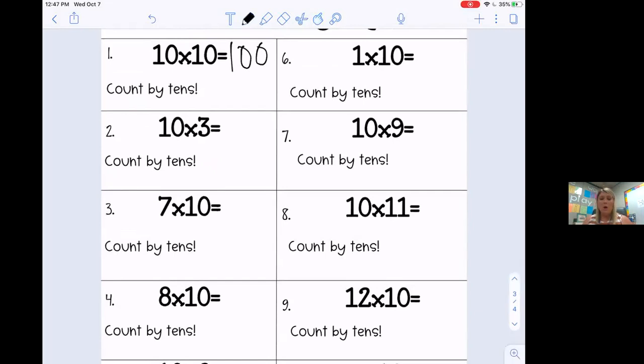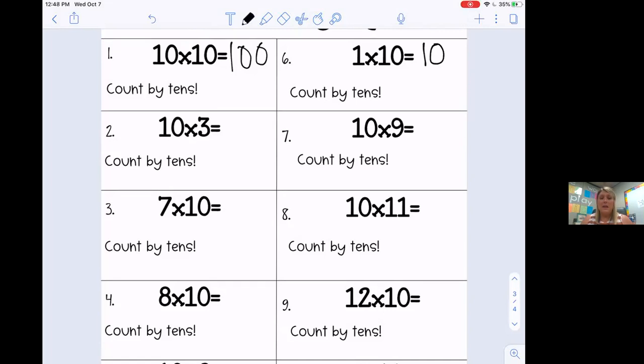Next one, 1 times 10. What number are we multiplying 10 by? 1. So how many fingers am I going to hold up? 1. So now I'm going to count by tens until all of my fingers are down. 10. I have no more fingers standing up, and I stopped at 10. So my answer is 10.